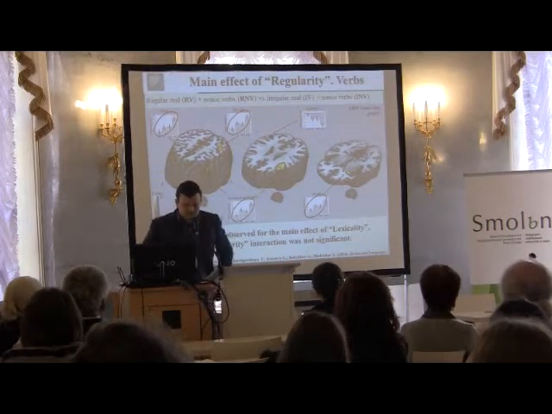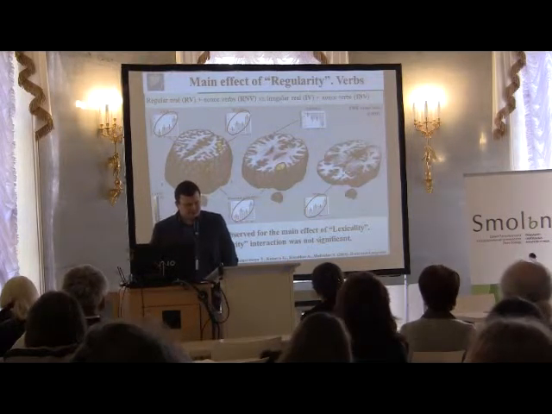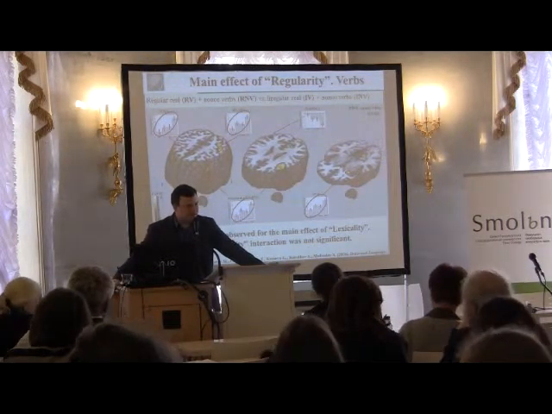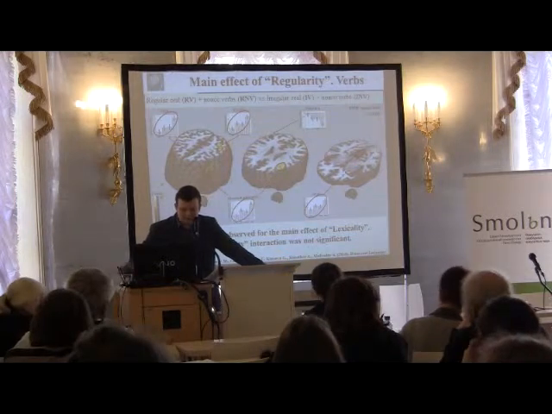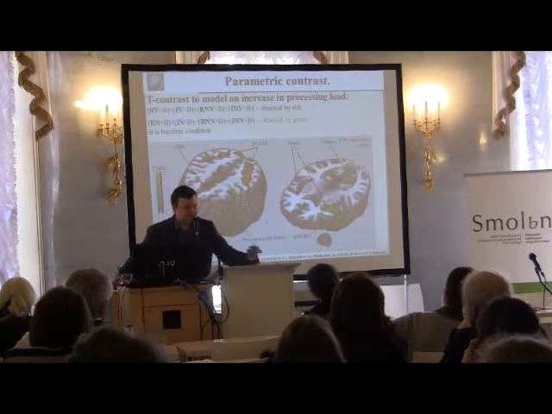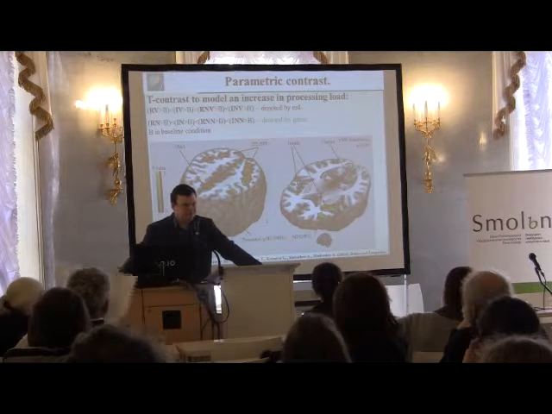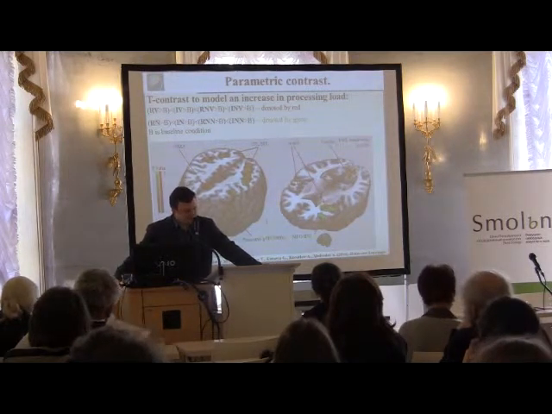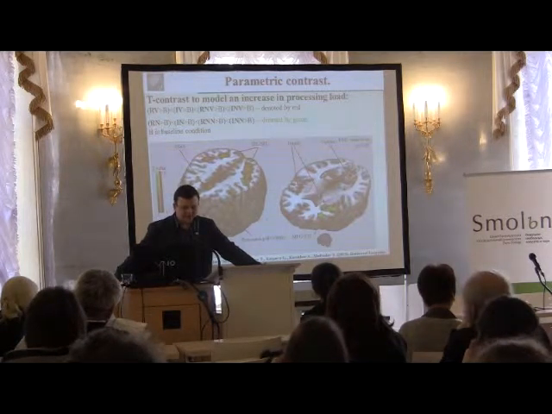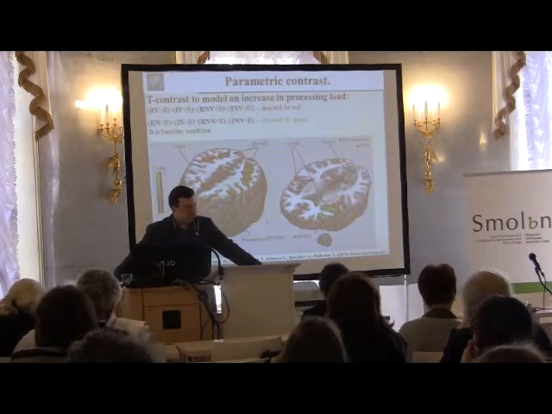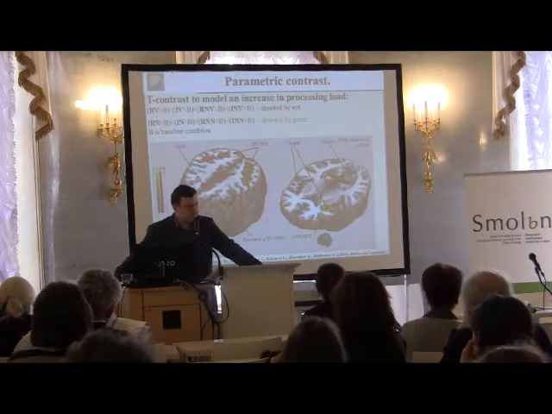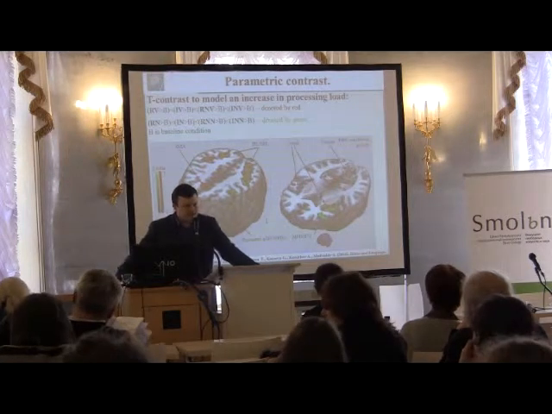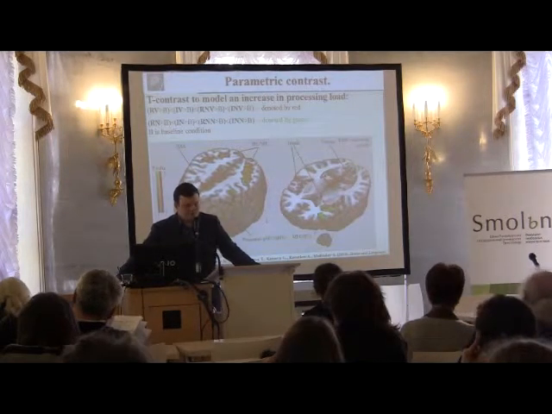So we tried to figure out what is going on with our data, and thought in terms of cognitive control, of cognitive demands. So we tried to model the gradual increase in processing load from regular verbs to irregular, from regular nonce verbs to irregular, and we constructed a so-called parametric contrast modeling this increase in processing load. We calculated it both for verbs and nouns.